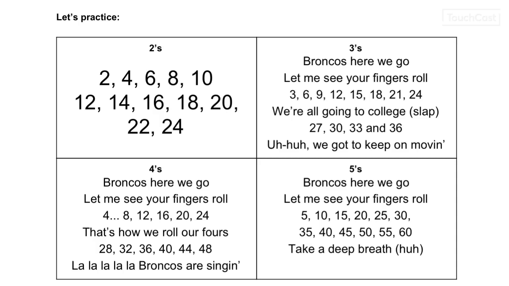Alright, here are the rolling number songs for 3s, 4s, and 5s. And then for the 2s, I just did some skip counting there. So there's no song for it, but 2, 4, 6, 8, 10, 12, 14, 16, 18, 20, 22, 24. And of course, that would continue.